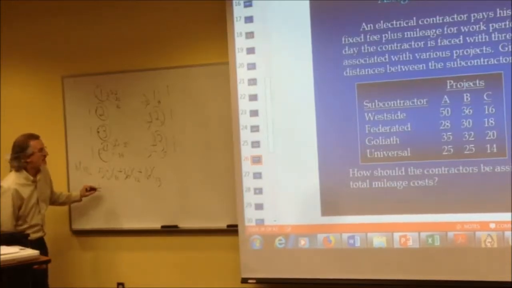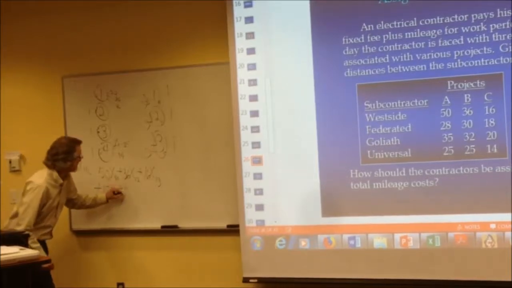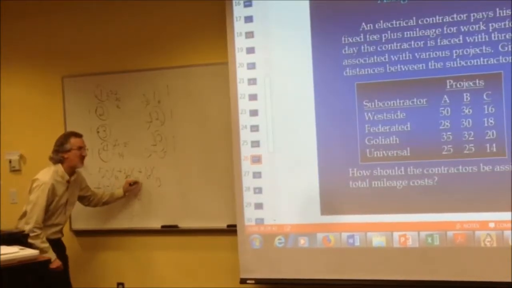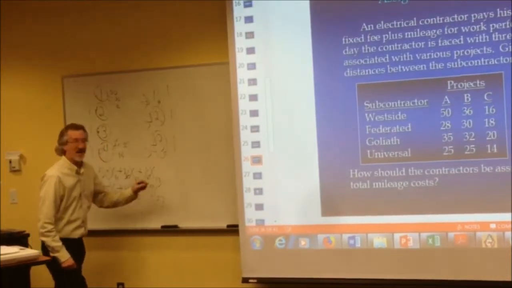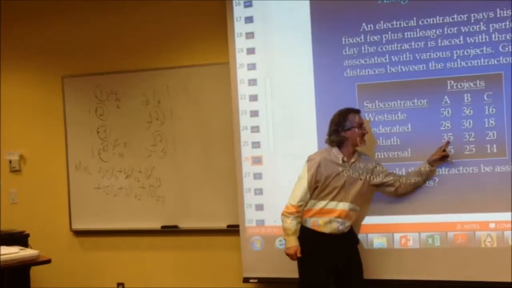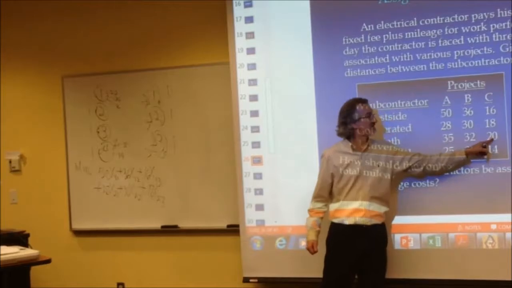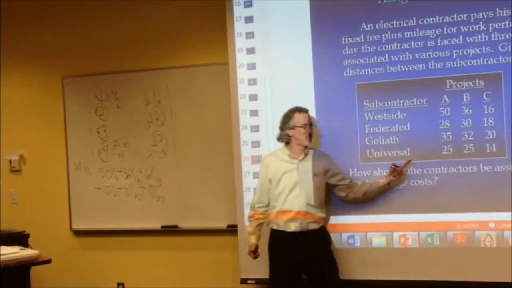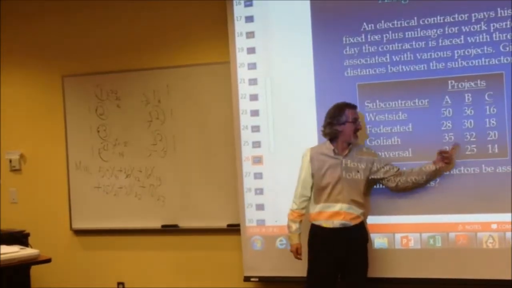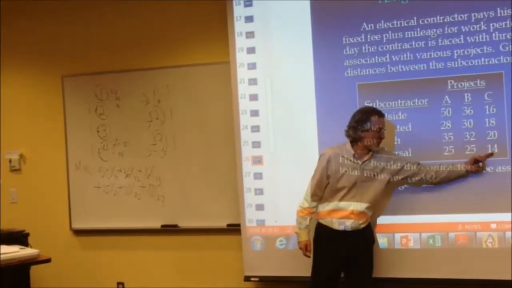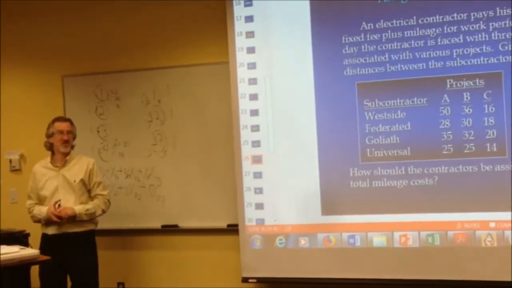Plus, help me out, 28 times x 2,1. Plus 30 times x 2,2. Plus 18 times x 2,3. And then 35 times x 3,1. 32 times x 3,2. 20 times x 3,3, right? Losing track of it. 25 times x 4,1. Very good. 25 times x 4,2. 14 times x 4,3. There's our objective function.